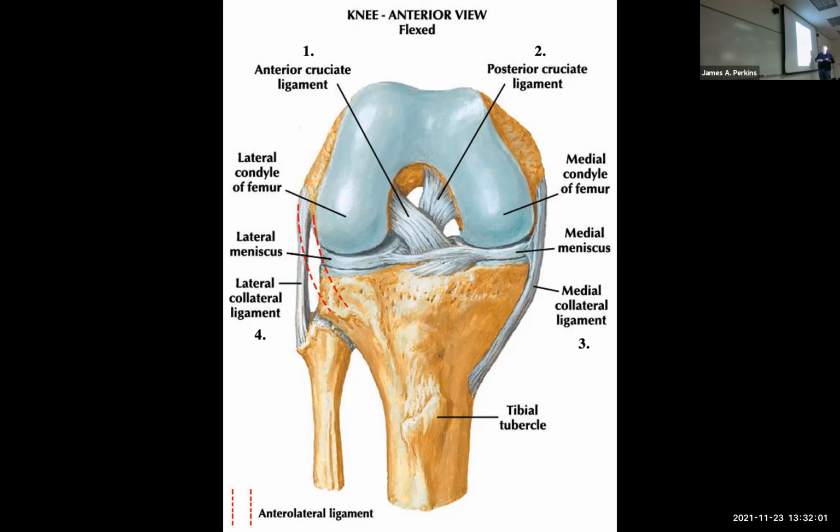The anterior cruciate ligament, or ACL, attaches to the anterior part of that intercondylar ridge, and then attaches to the lateral condyle of the femur. The posterior cruciate ligament attaches posteriorly on the tibia, on that intercondylar ridge of the tibia, and attaches to the inside of the medial condyle of the femur.